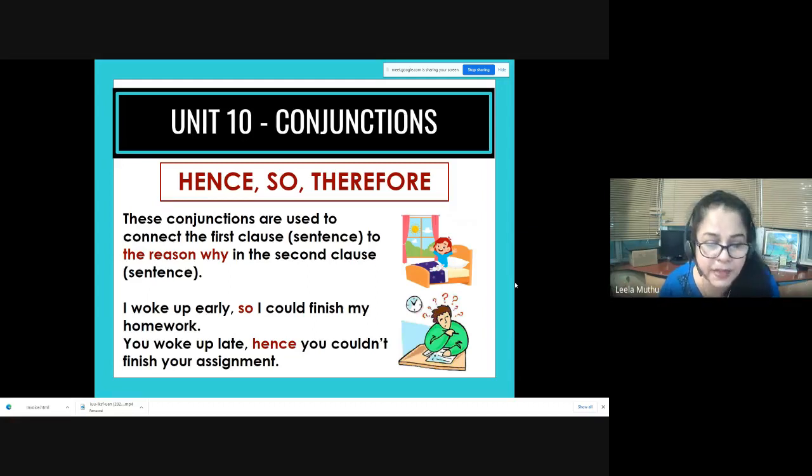So let's see. I woke up early. Why? So that I could finish my homework. Okay. So the reason why you woke up early is given in the second part, and the conjunction that joins the sentence is so.